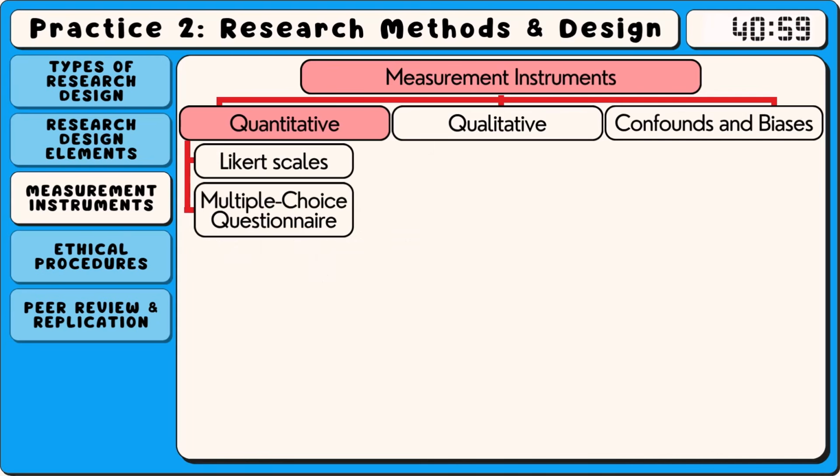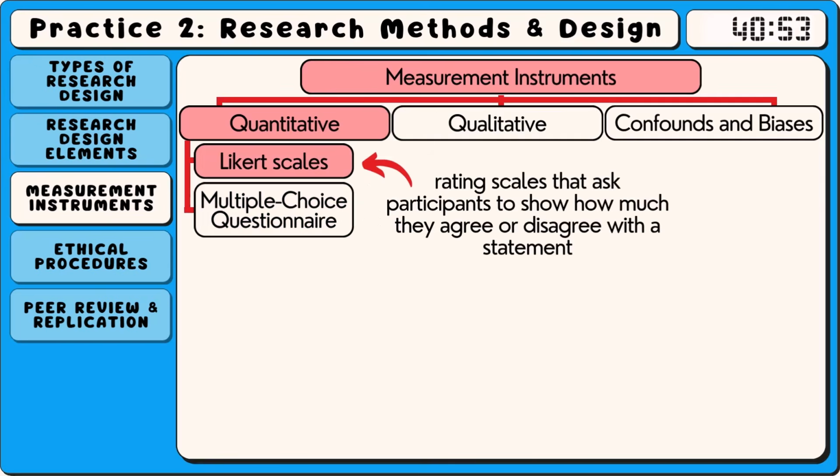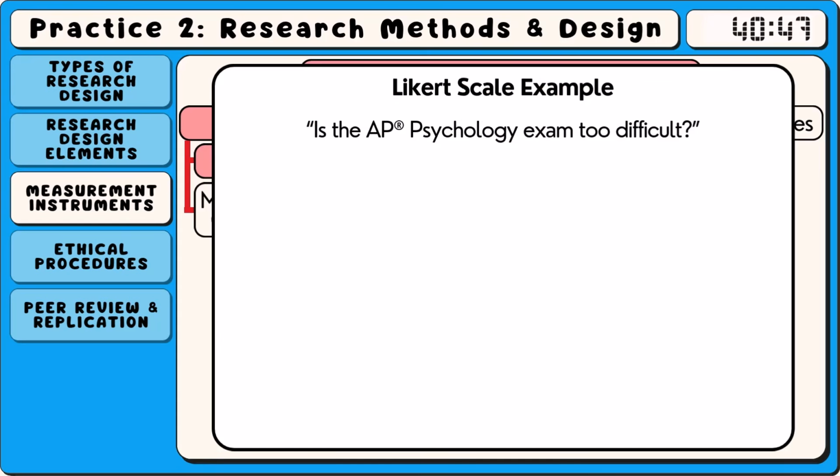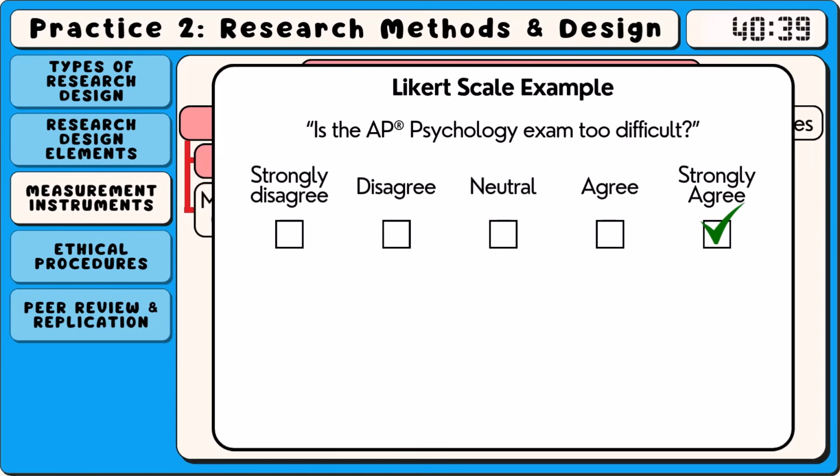Two common measurement instruments in quantitative research are Likert scales and multiple choice questions. Likert scales are rating scales that ask participants to show how much they agree or disagree with a statement. For example, a survey might ask students, is the AP Psychology exam too difficult? On the Likert scale, students would rate their agreement from strongly disagree to strongly agree.